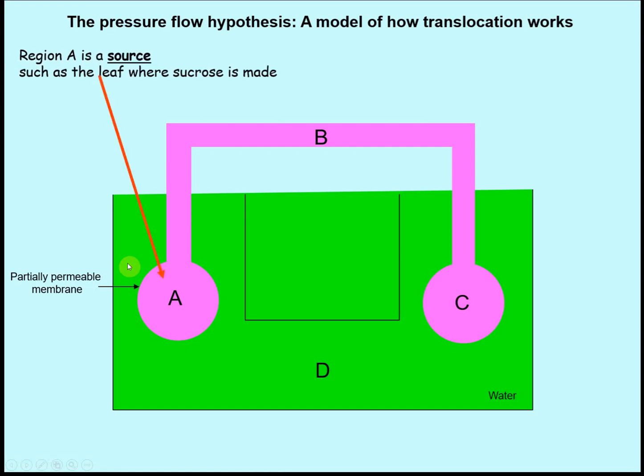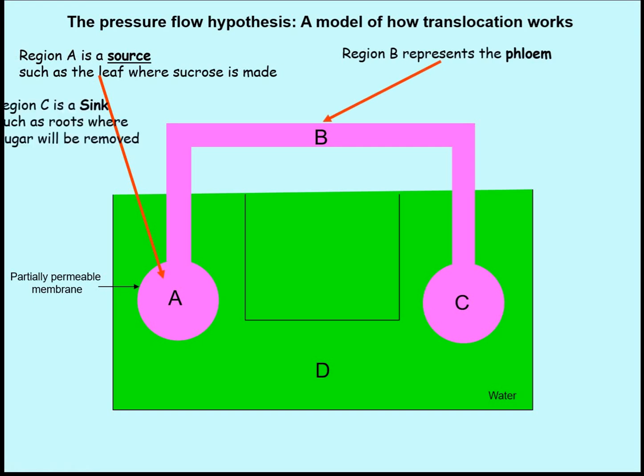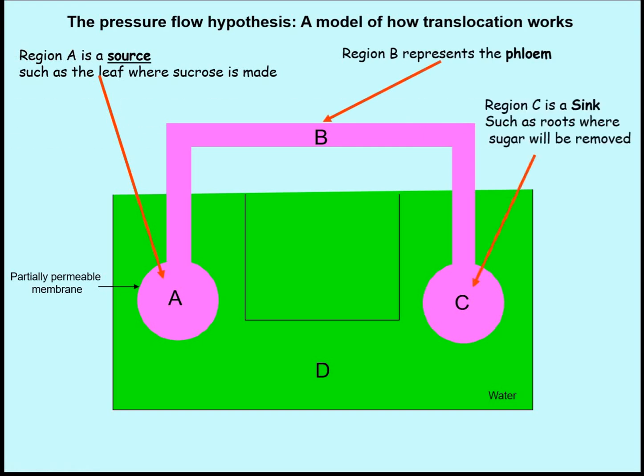So if you think about region A as being the source, maybe like the leaves where sucrose is being made, and B is representing the phloem, and C is representing the sink where sucrose is being removed and used. And D represents the xylem vessels. So this is a model, remember, it's not how it's actually laid out in a plant.